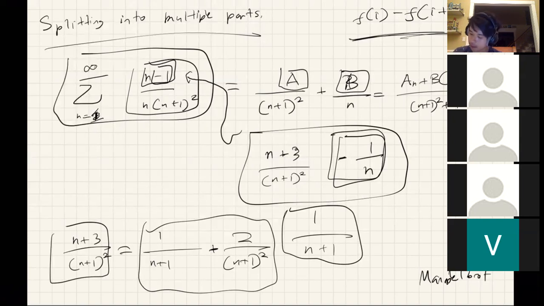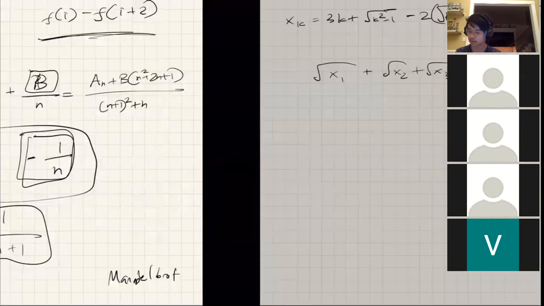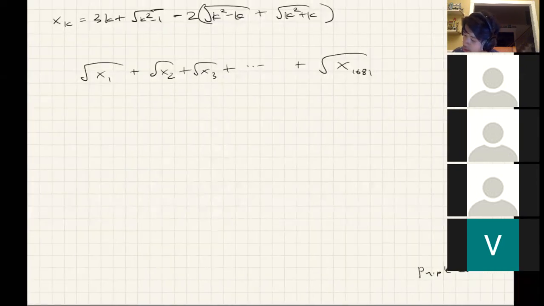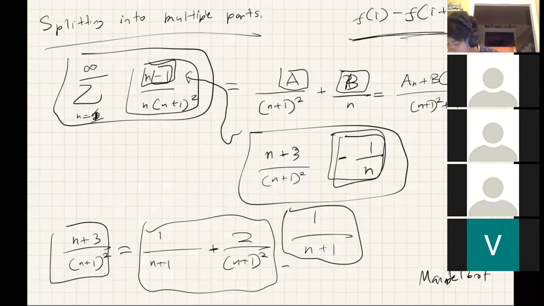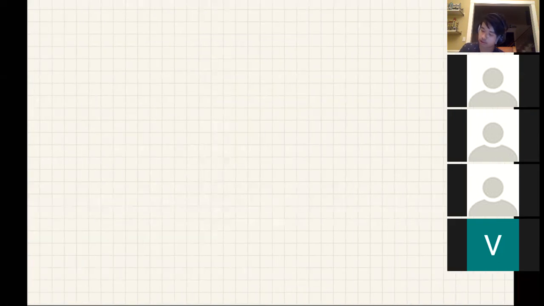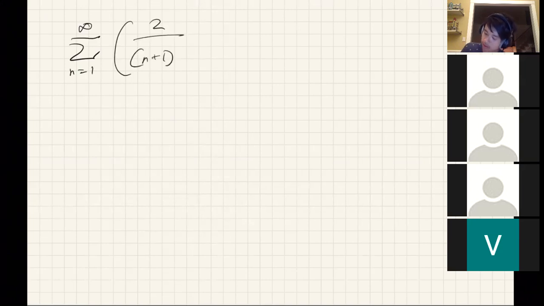Anyways, what we're going to get to is that we're going to rewrite our sum as the following. We're going to have 2 over n plus 1 squared, which is the term that we still don't really know how to deal with. We're going to have the 1 over n plus 1, and we're going to have the -1 over n.